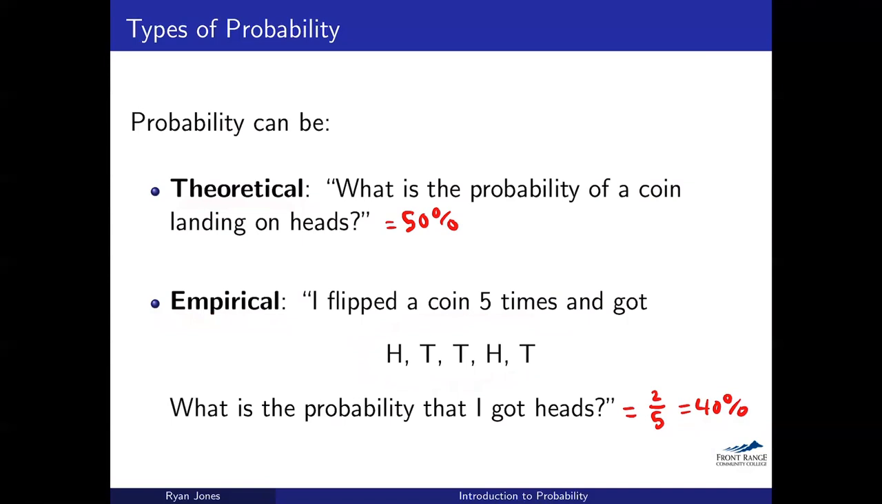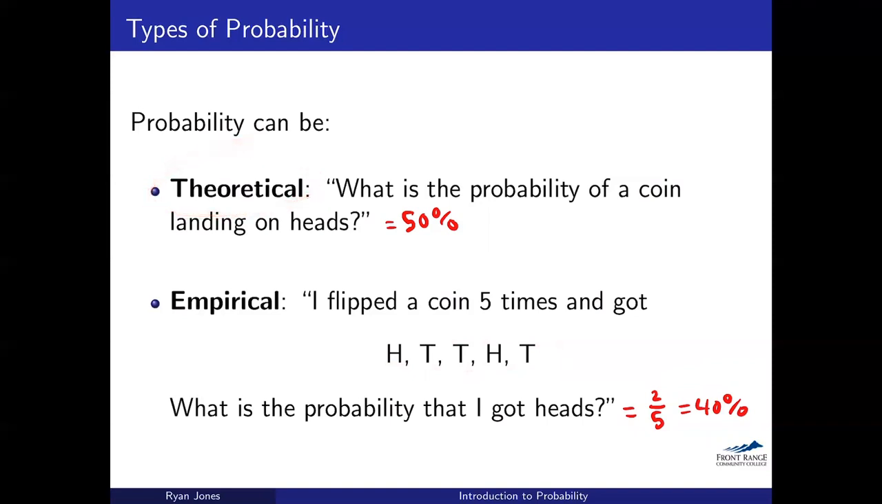And obviously, I could run an experiment and this could happen for me: heads, tails, tails, heads, tails. You could do the same thing. You could off to the side flip a coin 5 times and you might get something completely different than me. You might get 100% heads because maybe you just get lucky and you get 5 heads. And so we've got to be careful about empirical probability.